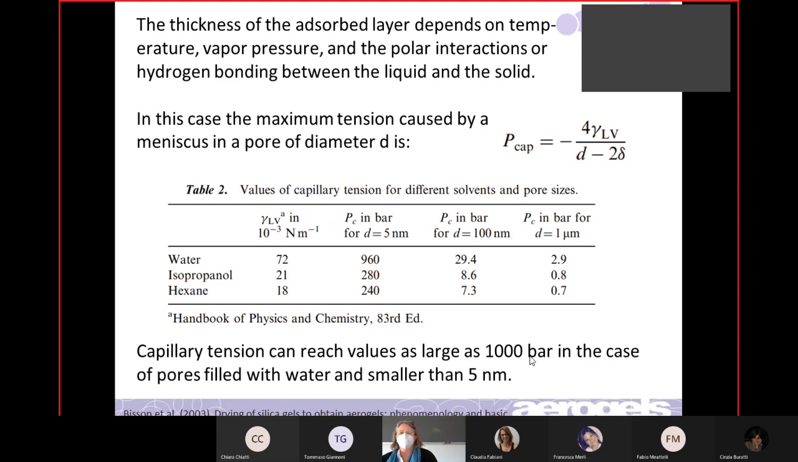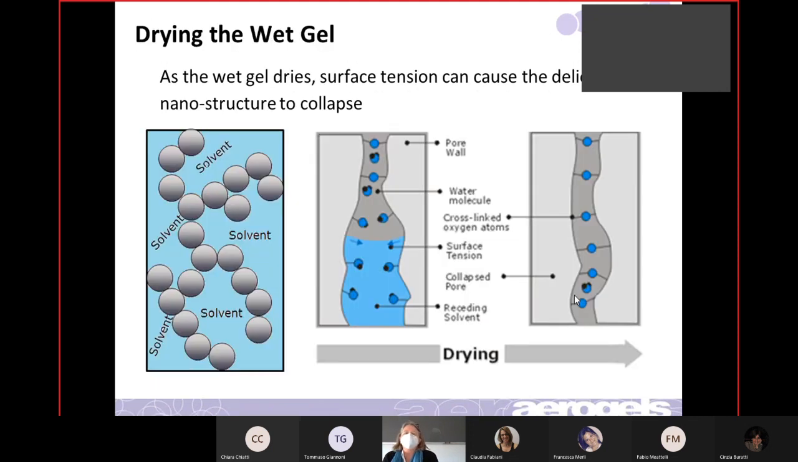Okay, so again, here's that cartoon of the wet gel with the solvent. And here's a zoom in on a pore wall. So this is the solid out here, and this is the pore. It's been dried, and this is where that solvent still exists. And those forces are pulling on that surface, and they will collapse if you don't do it right. So that's the challenge of drying.